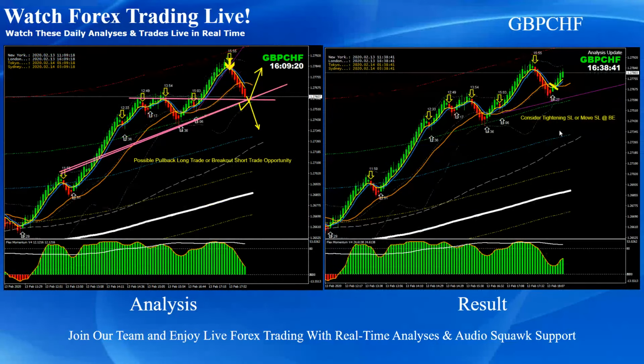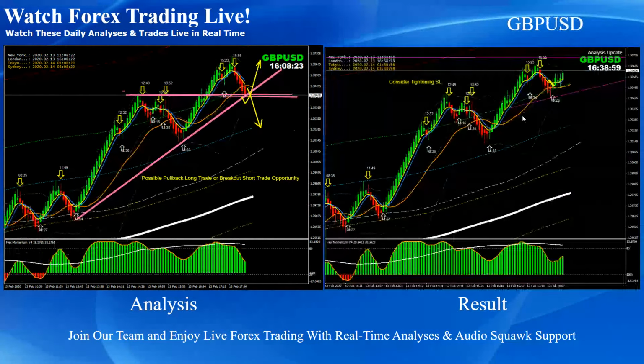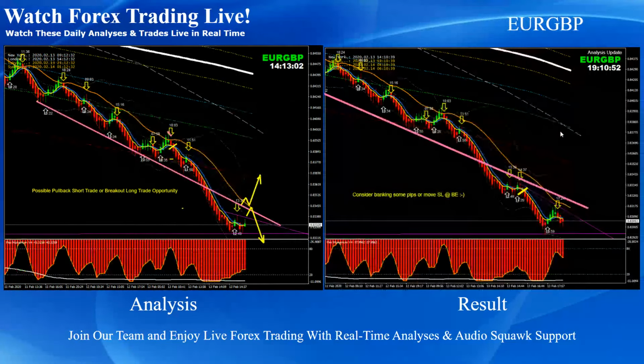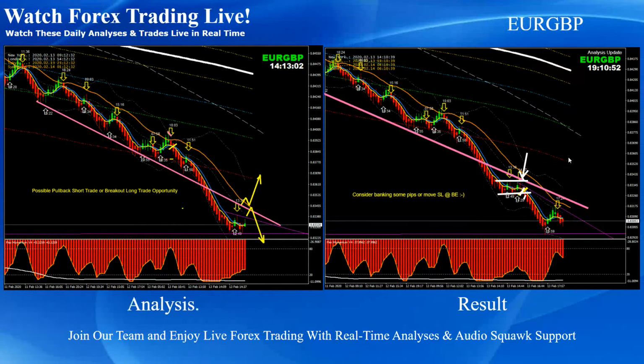As you can see, based on the momentum, we're always looking toward the momentum, and you can see another beautiful pullback long trade. Pound dollar, another beautiful small long trade on pound dollar. And euro pound, as mentioned in the analysis, beautiful. As you can see, price developed another small consolidation and respected this resistance. Beautiful, and price nicely respected this resistance and developed a pullback. Beautiful pullback short trade on euro pound.